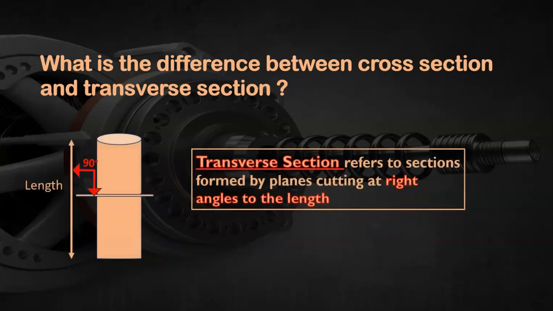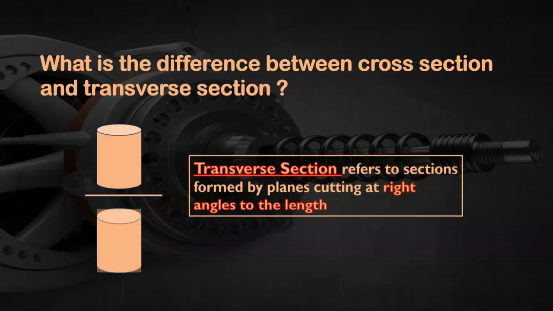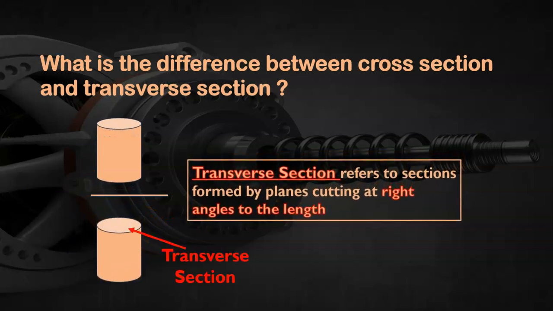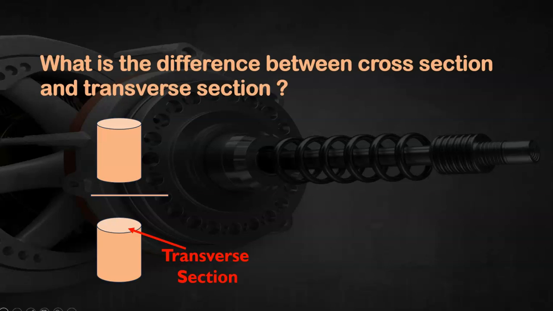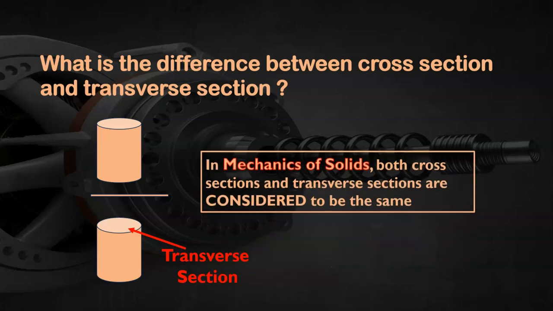Now what is transverse section? It refers to sections formed by planes cutting at right angles to the length. You can see in the figure shown, the cutting plane is at right angle to the length, and the cutting plane divides the cylinder into 2 parts, and the transverse section is shown in one of the parts. In mechanics of solids, both cross sections and transverse sections are considered to be the same.